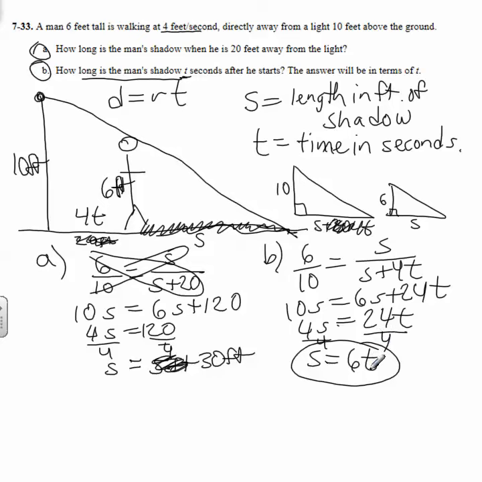So using this, we can figure how long his shadow is no matter how long he's been walking. So at 6 seconds, we would have 6 times 6, so 36 feet would be the length of the shadow. After 10 seconds, the shadow would be 60 feet in length, and so on. So there we go. Now let's give a try to the next problem. See you in the next video.